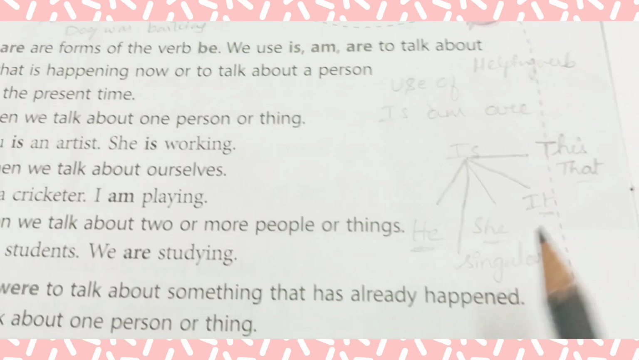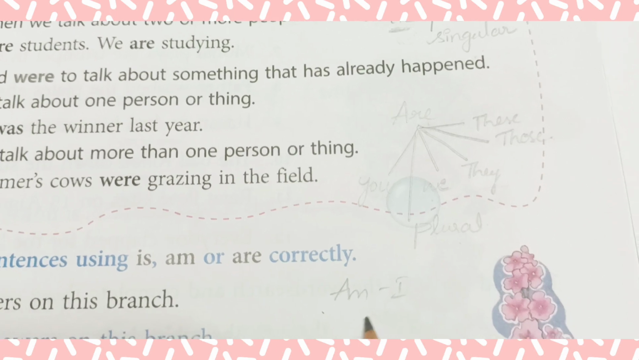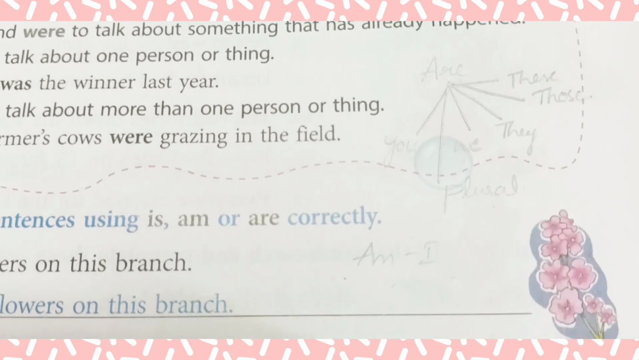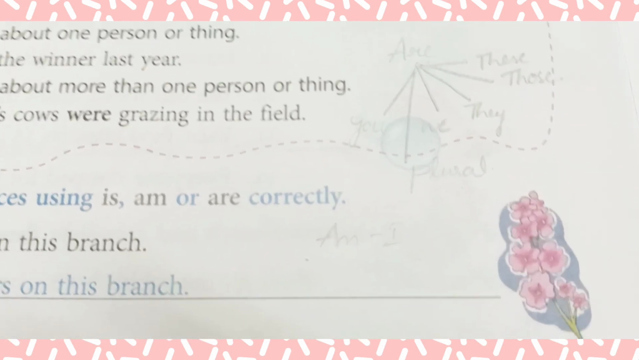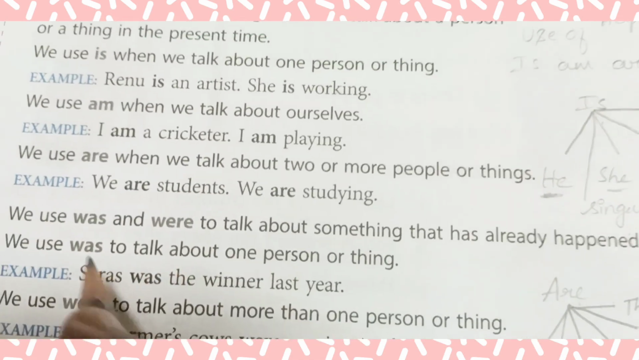So now coming to am. Am is always used with I only. That means I am a boy, I am a cricketer, I am a dancer. Like that, we have to use am always with I. Now coming to was and were.